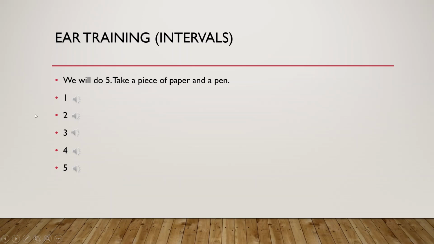So now, the answers. Number 1 is a perfect octave from a C to another C, or from D to another D. Number 2, ba-da-da-da-dum, ba-bum. That's 5. 1, 2, 3, 4, 5. Meaning it's a perfect 5th.